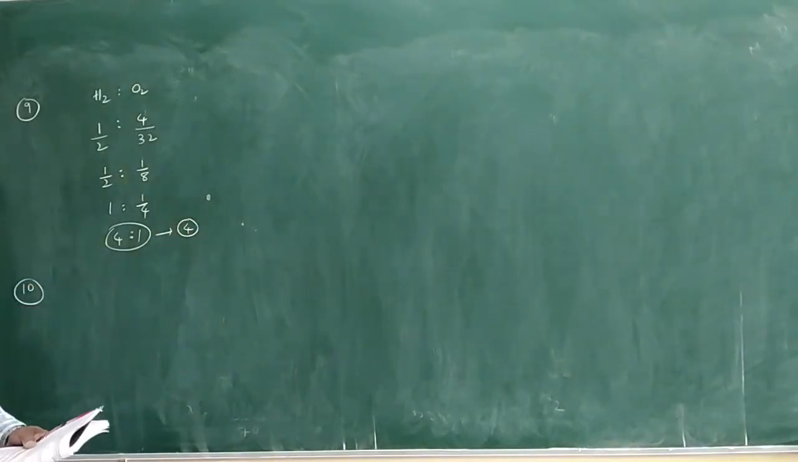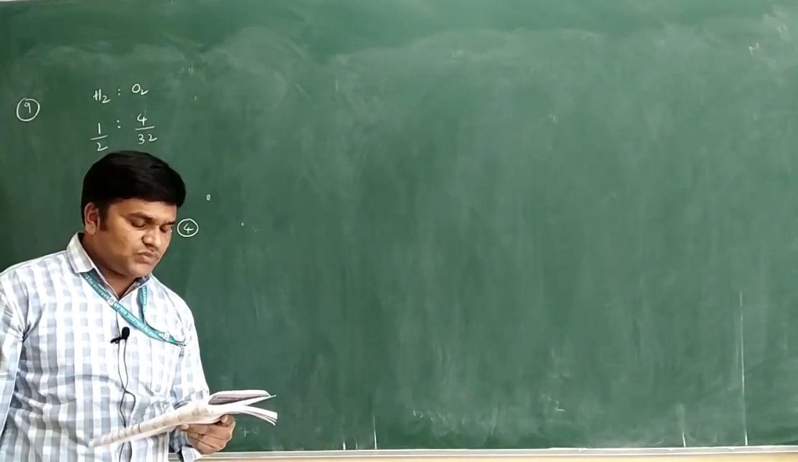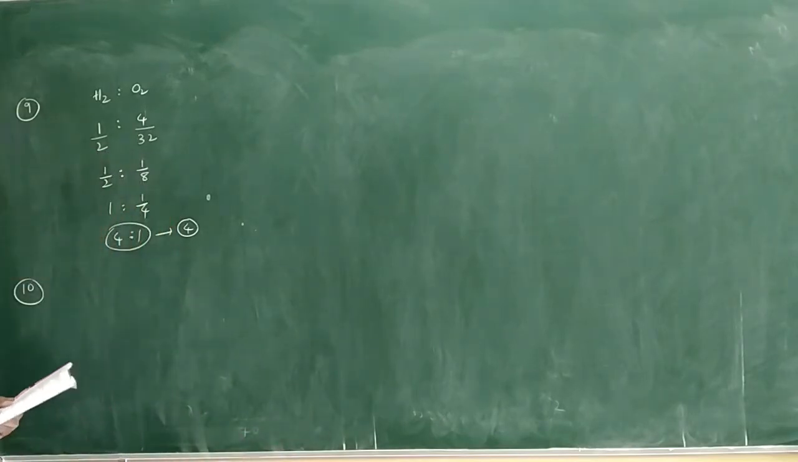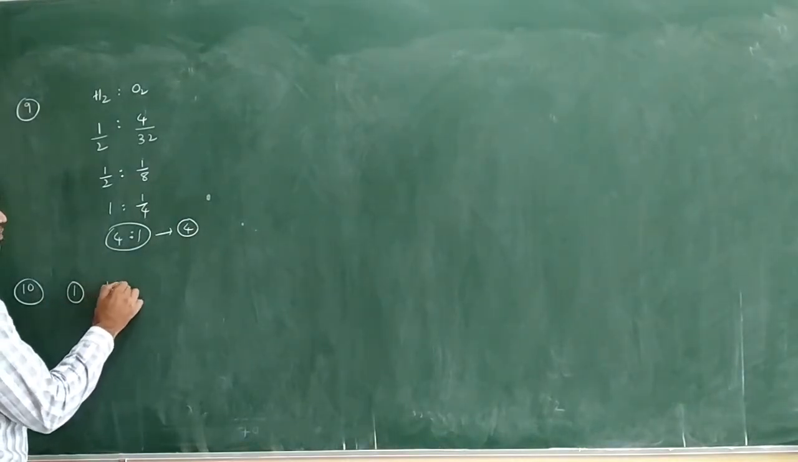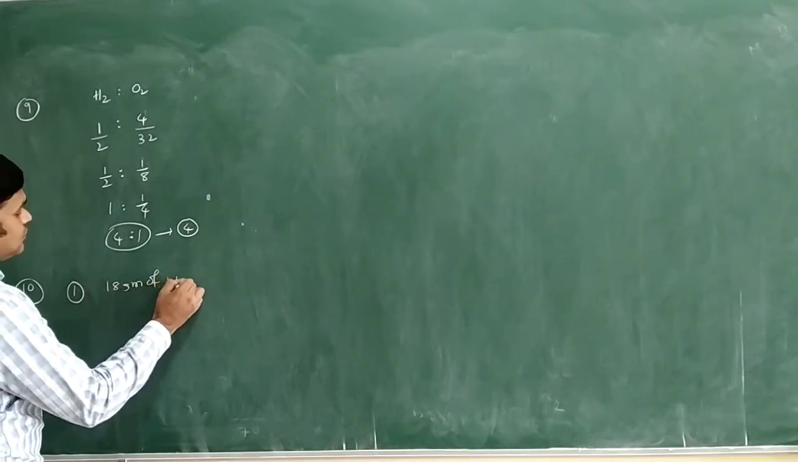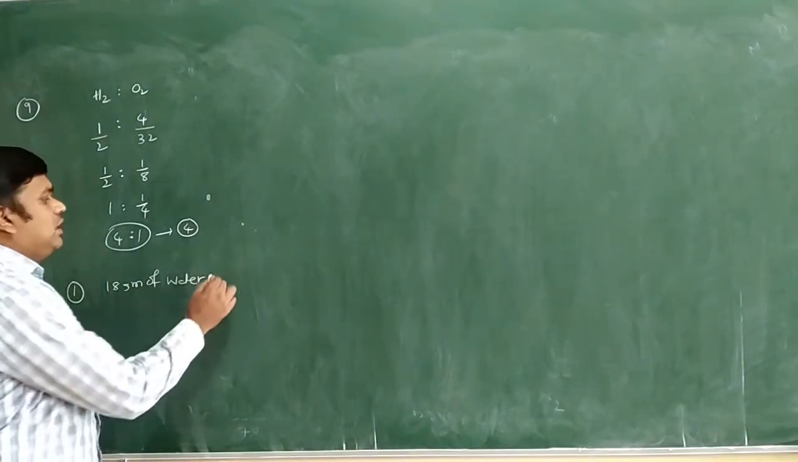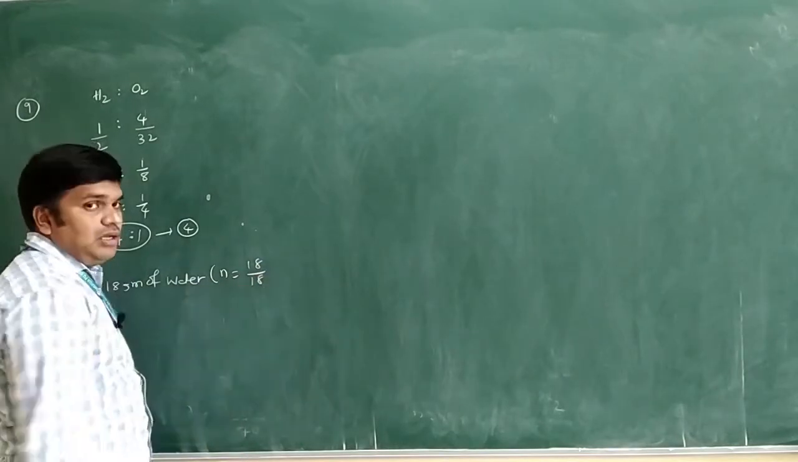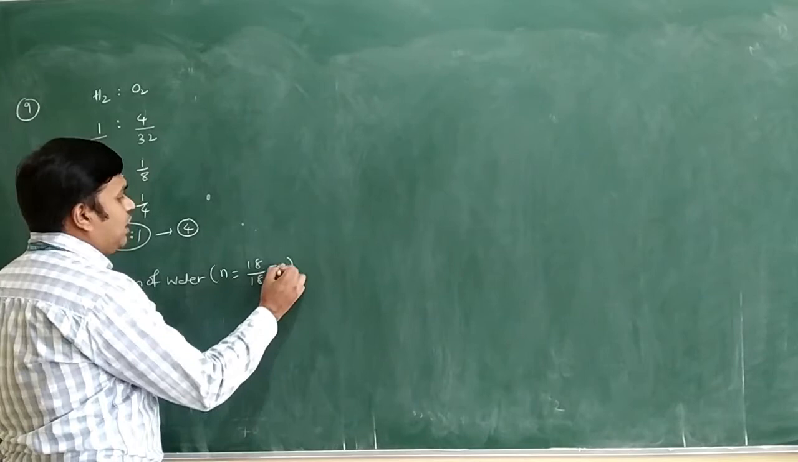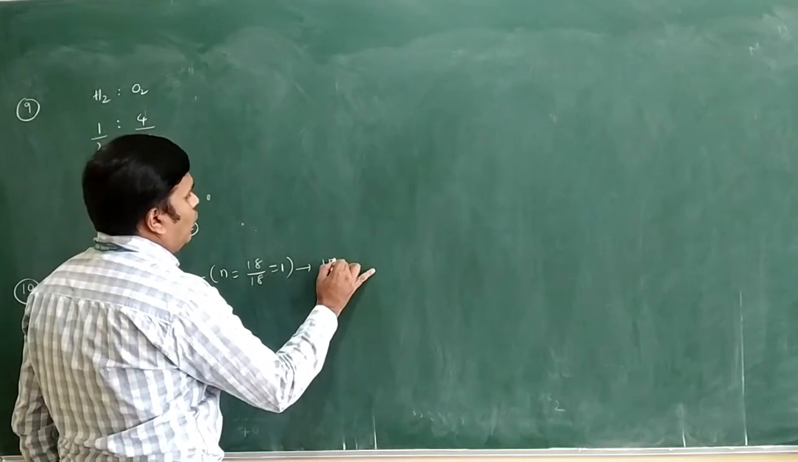Come to question number 10. The number of water molecules is maximum in which option? The first option is 18 grams of water. 18 grams of water means how many moles? 1 mole only. Why? The number of moles n is equal to the weight of water, 18, divided by the gram molecular weight of water, 18, which is 1 only. So you get only 1 mole of water.